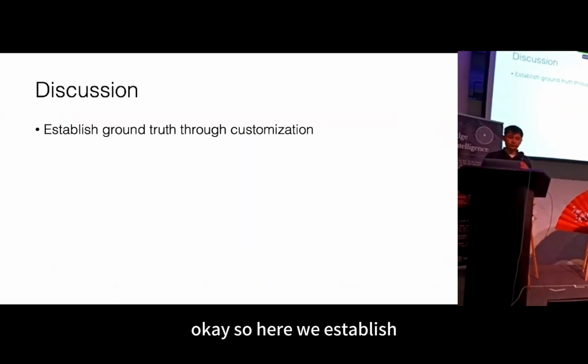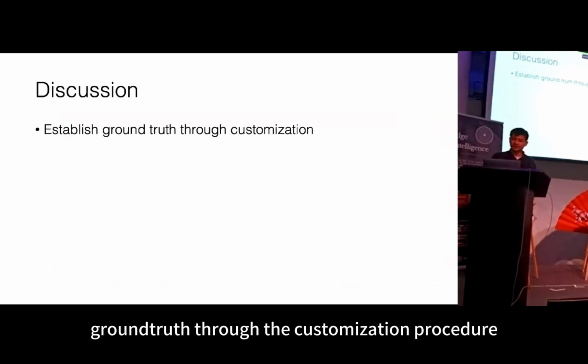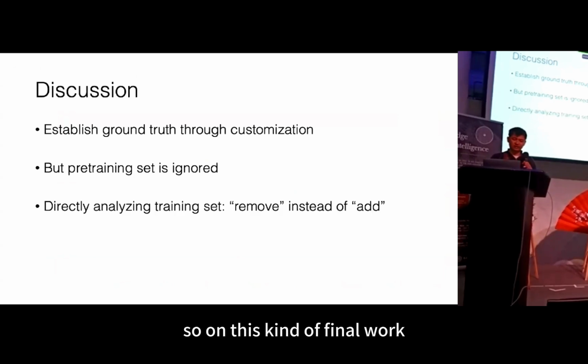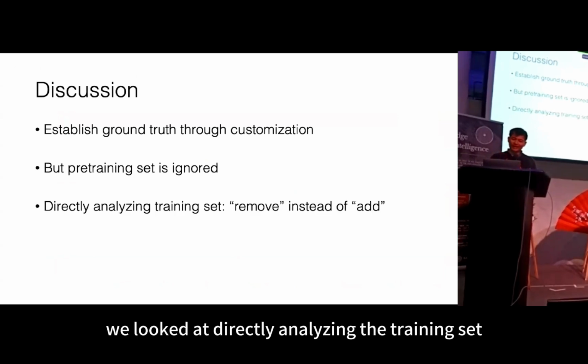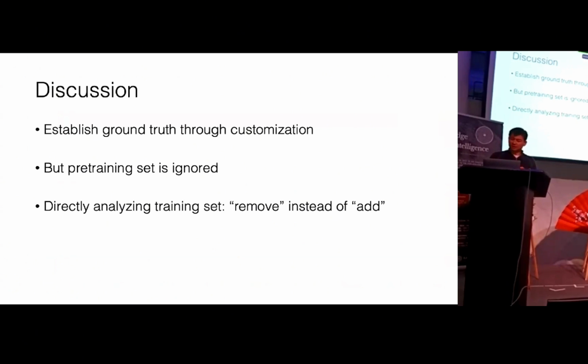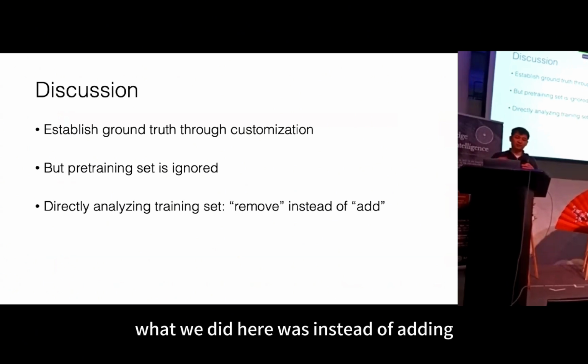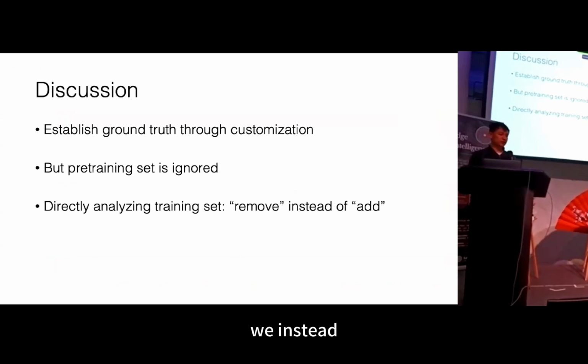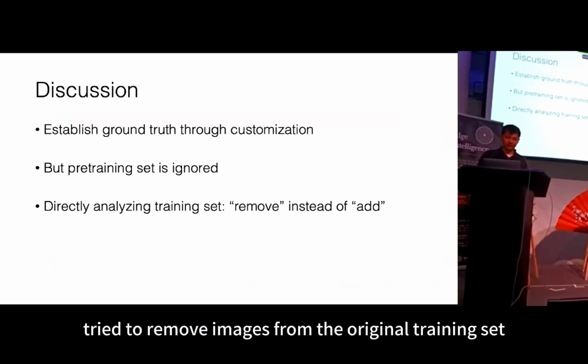Okay, so here we established ground truth through the customization procedure. There is some limitation in that the pre-training set is ignored. So on this final work, we looked at directly analyzing the training set. What we did here was, instead of adding an image in the form of tuning towards an exemplar, we tried to remove images from the original training set.